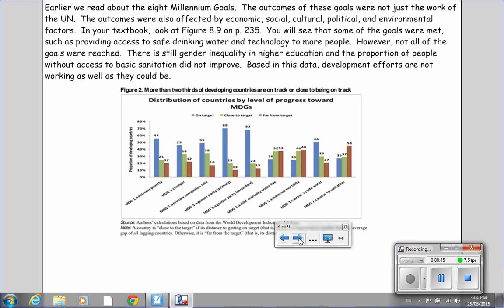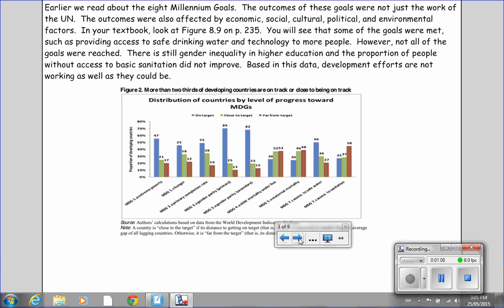Earlier, we read about the 8 Millennium Goals. The outcomes of these goals were not just the work of the UN. The outcomes were also affected by economic, social, cultural, political, and environmental factors. In your textbook, take a look at Figure 8.9 on page 235.